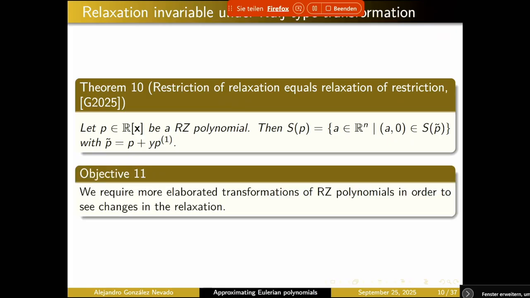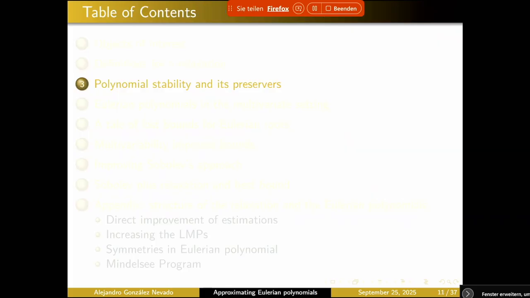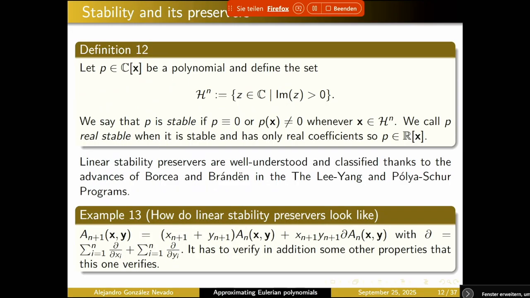Problem. So we require a more elaborate transformation. The relaxation wants information. The relaxation is hungry for information. How can we do this? Well, now we will have to look at more specialized polynomials. We will see that soon, but I promised to tell you what is stability, what is the meaning of stability, and what is a stability preserver, right? So stable polynomials are also a very important class of polynomials, and they are related to real zero and hyperbolic polynomials, because sometimes you can recover a real zero or hyperbolic polynomial from a stable polynomial. This is what we will do here.